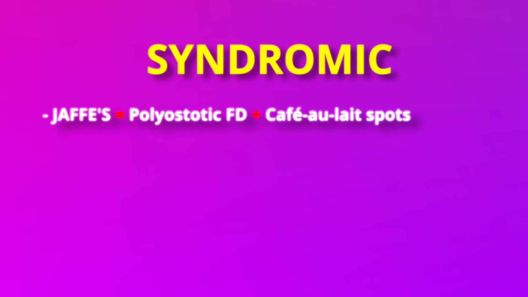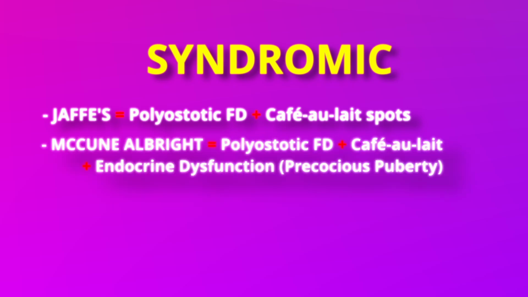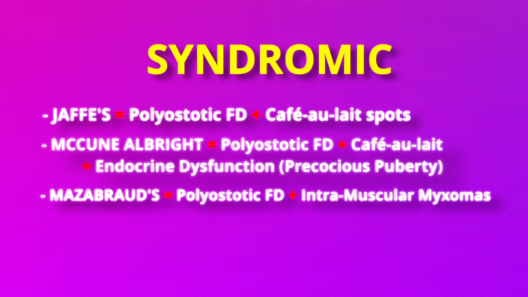Syndromic, there are three main syndromes that you'd have to remember. Number one, Jaffe, which is a combination of polyostotic fibrous dysplasia and café-au-lait spots. Number two, McCune-Albright syndrome, which consists of polyostotic fibrous dysplasia, café-au-lait spots, and endocrine dysfunction. Number three, Mazabraud syndrome. It comprises of fibrous dysplasia and intramuscular myxomas.